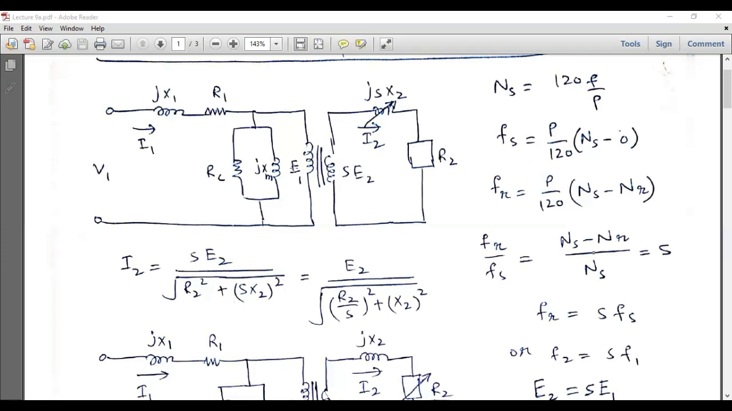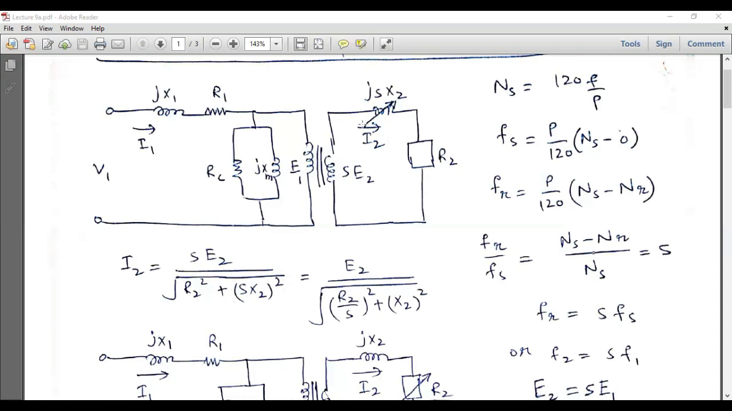Now, if the speed of the magnetic field and the speed of the rotor are equal, then there will be no relative difference and there will be no rate of change of flux. And in that case, the induced EMF will be equal to zero, and there will be no current flowing through the rotor windings. So if there is no current in the rotor winding, there will be no torque, because the principle of an induction motor, or the principle of every motor, is that whenever a current carrying conductor is placed in a magnetic field, it experiences a torque.